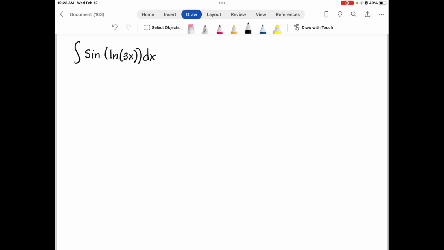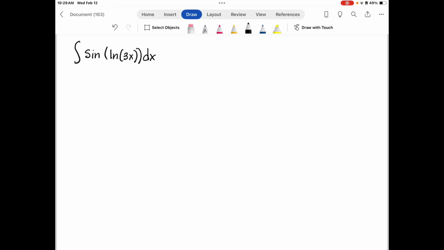So to start off, in order to use integration by parts, I need to have two factors. I need to have something times something so I can figure out what my u and v are. So it's not set up in a way that I can use integration by parts as of right now. So this is why we're going to use substitution first.